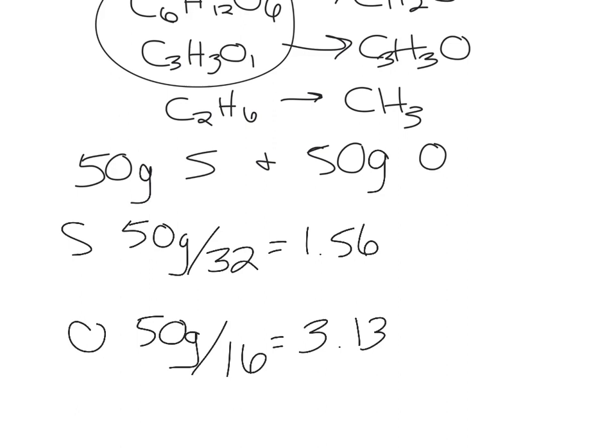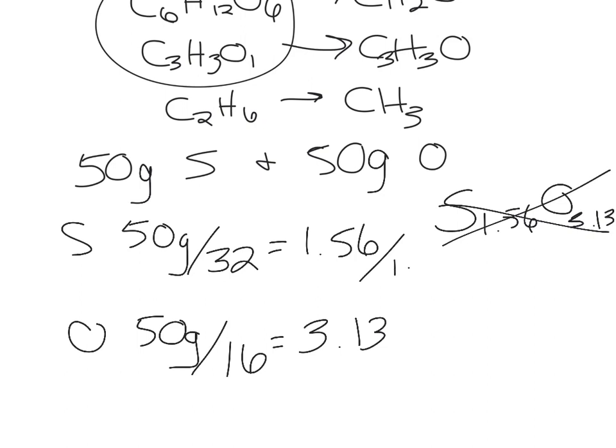The next step is divide by small. So I have 2 moles here. Now, these are the subscripts, right? But you've never seen anything that looks like S 1.56, O 3.13, right? We don't do that. So we need to get whole numbers. To get whole numbers, we're going to divide by the smallest. Since 1.56 is smaller than 3.13, this becomes 1 and this becomes 2. So what that means is that my empirical formula here is SO2.